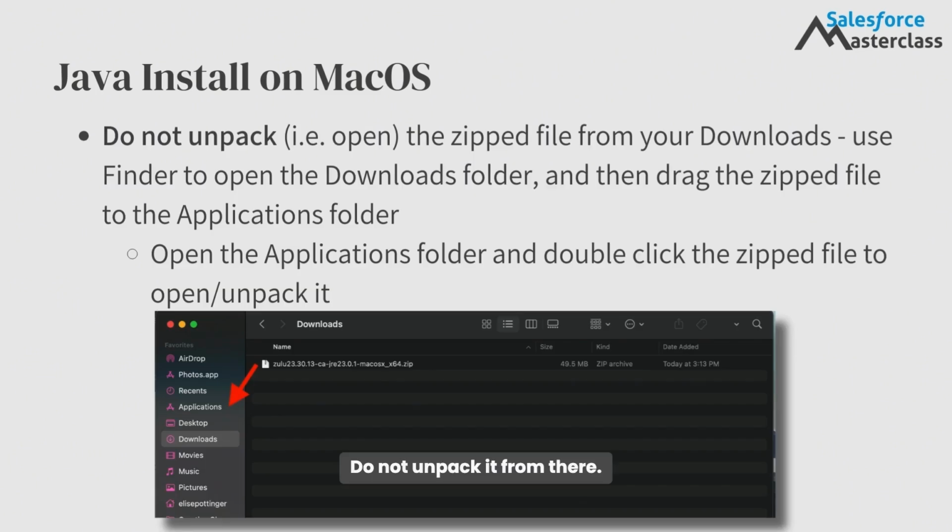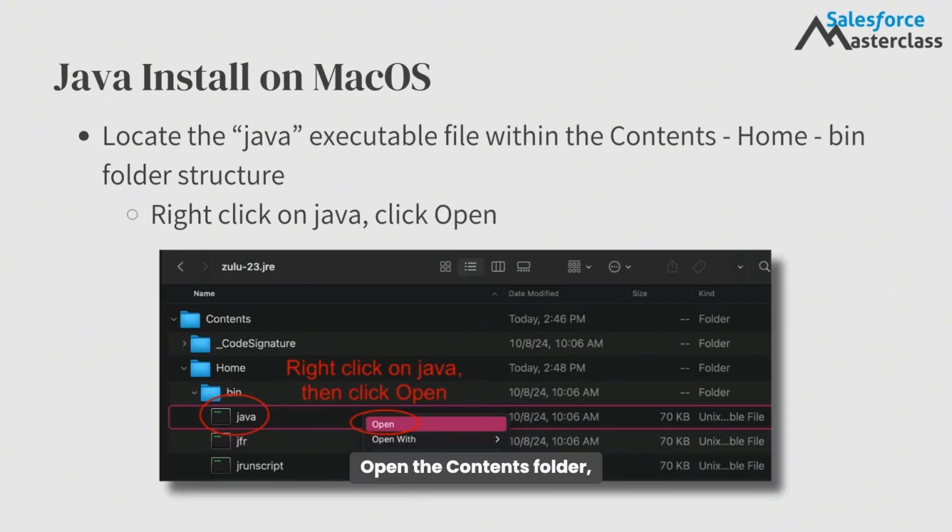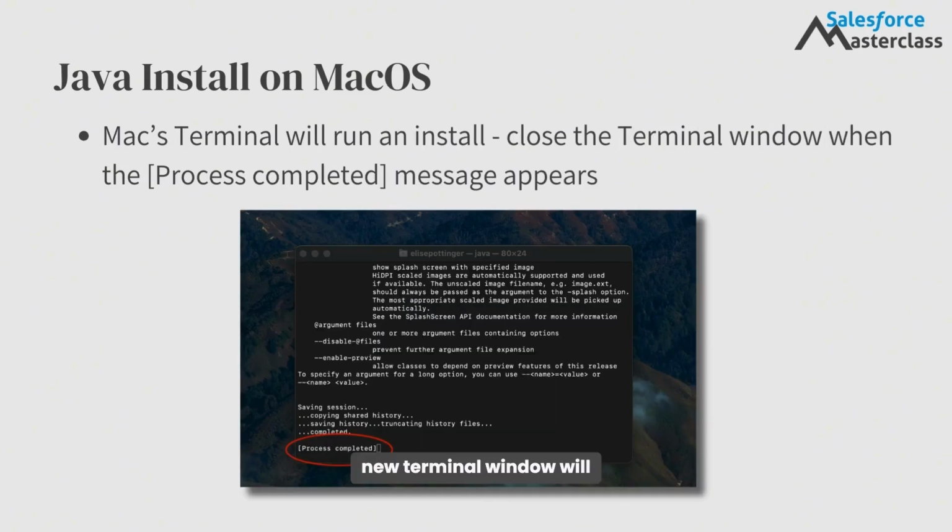Do not unpack it from there. Use Mac's Finder to open the Downloads folder and drag the zip file into Applications, and then double-click it to unpack it. Open the Contents folder, the Home subfolder, and the Bin subfolder to locate the Java Executable file. Right-click on it and select Open, and then select Open again when you see the message asking if you want to proceed. A new terminal window will open and run a quick install process. You can close the terminal window when you see the Process Completed message at the bottom.